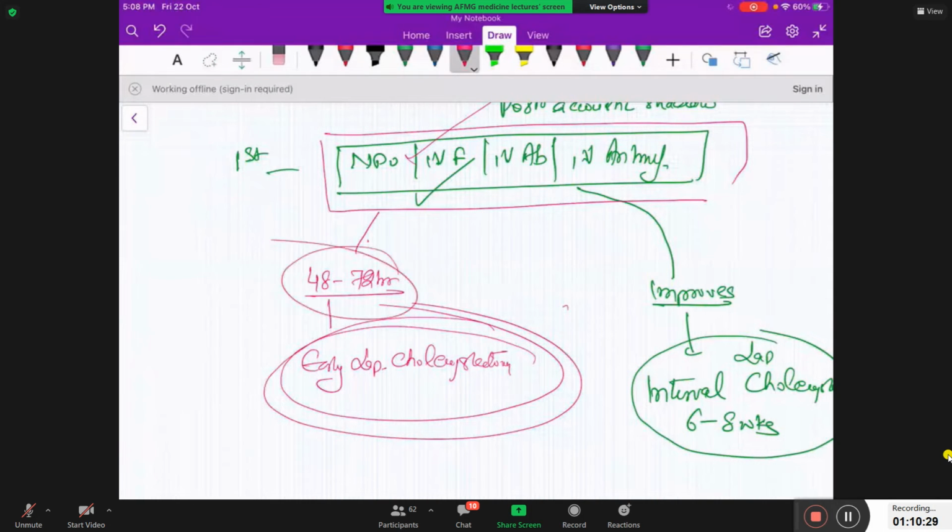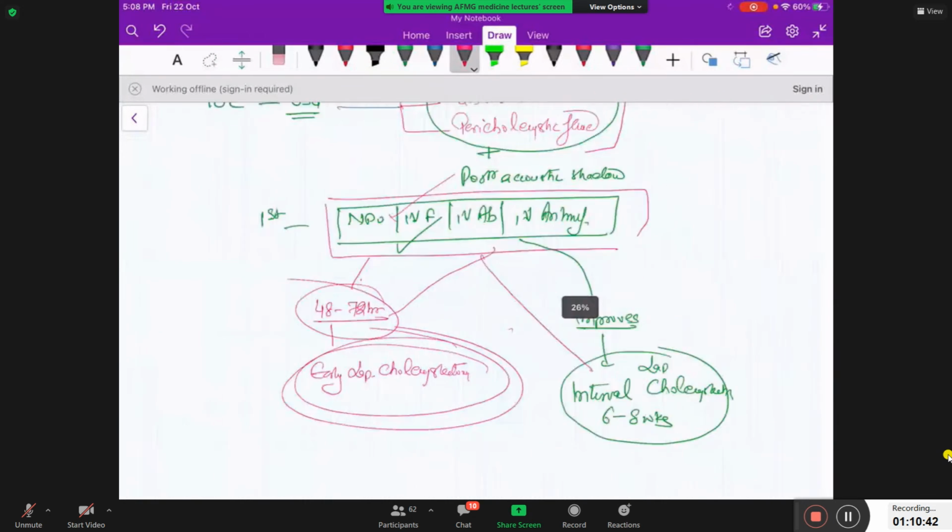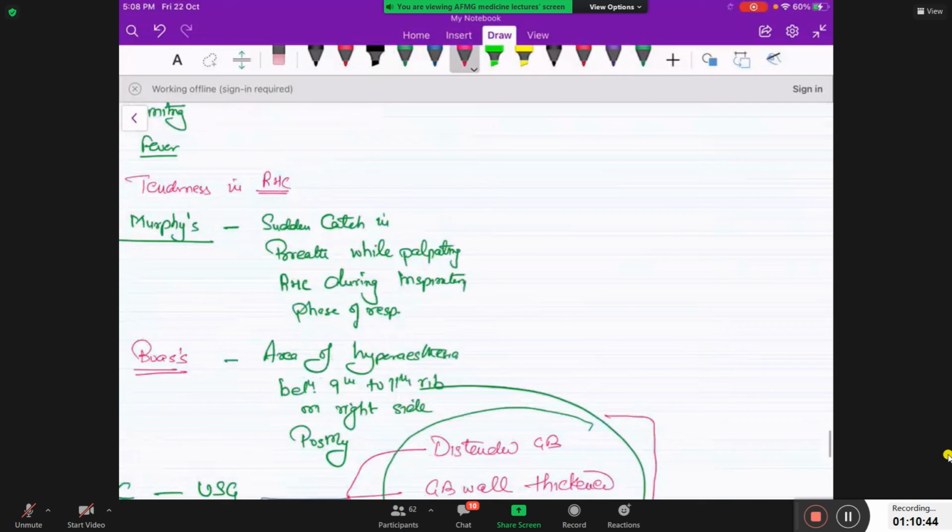Now, if the patient comes to us after more than 72 hours, we will continue with this treatment and offer interval cholecystectomy after 6 to 8 weeks. समझ आया? Now, in acalculous cholecystitis, very important point.